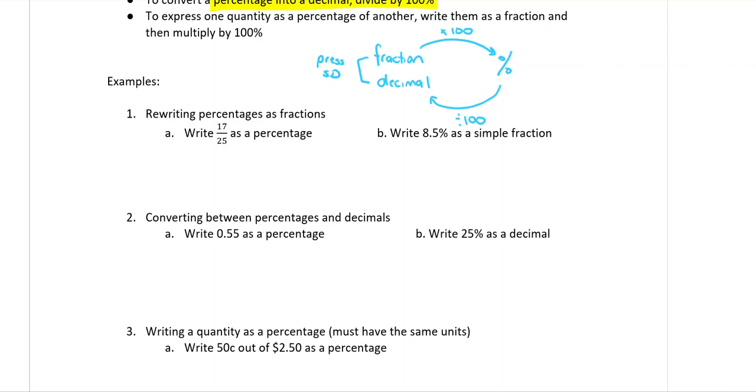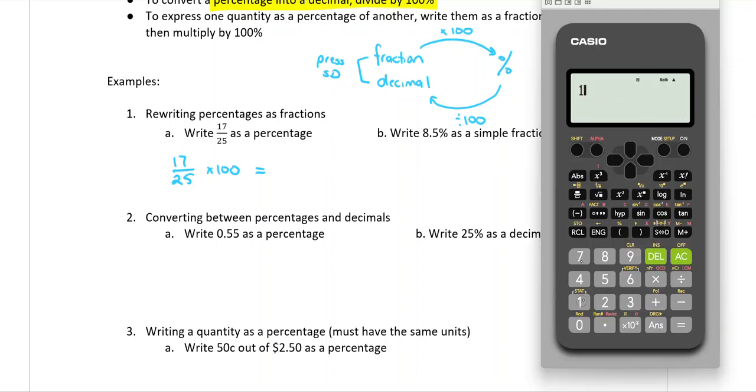Question 1, rewriting these percentages as fractions. So write 17 over 25 as a percentage. It is currently a fraction. Okay, so I'm here, I'm at a fraction. If I want to get to a percentage, I need to follow this arrow which says multiply by 100. So I want you to write down 17 over 25. We're going to multiply that by 100.